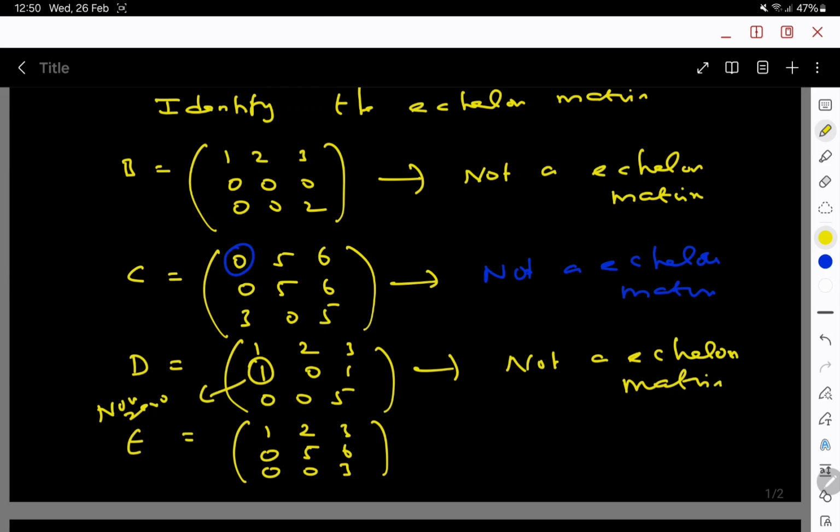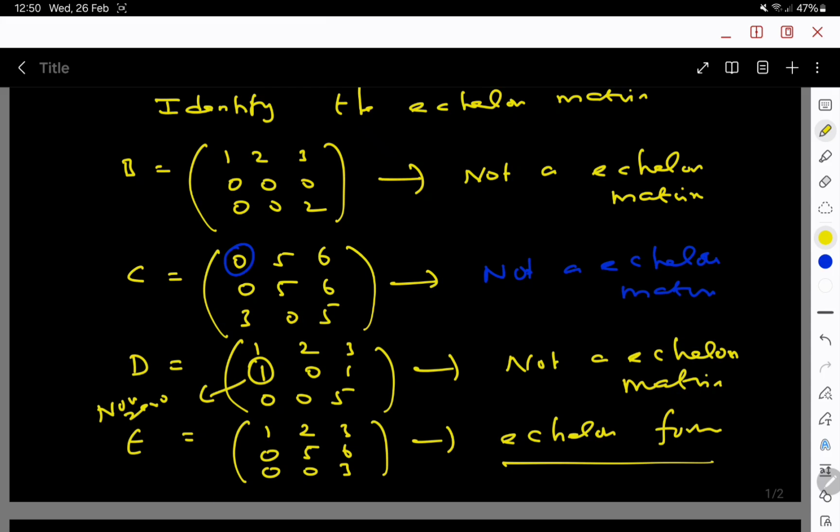It is not an echelon matrix. So the entries below the leading entries are always 0 in the corresponding column. Then only the matrix is called an echelon matrix. Okay. Fourth one, this is echelon. This is in correct form.